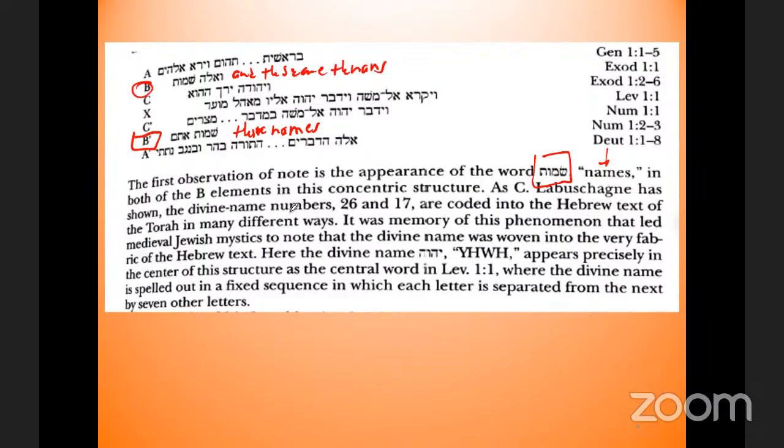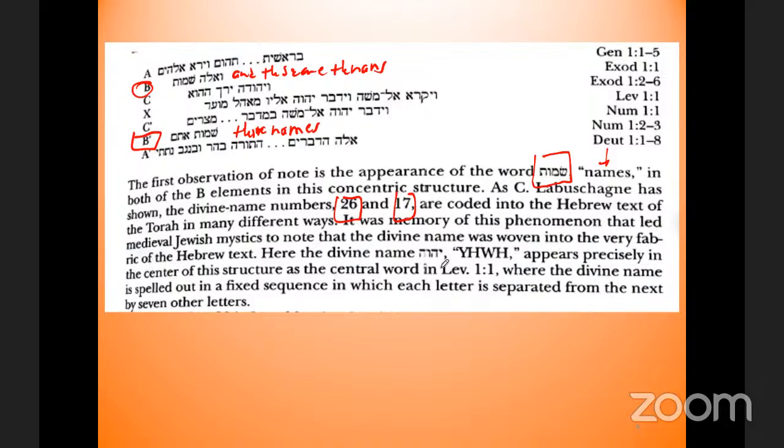And both of the B elements in the centric structure. And then we have something that, so we're getting into a little bit of gematria. We have the divine name numbers. So 26 and 17 are coded into the Hebrew text of the Torah in many different ways. It was memory of this phenomenon that led medieval Jewish mystics to know that the divine name was woven into the very fabric of the Hebrew text.